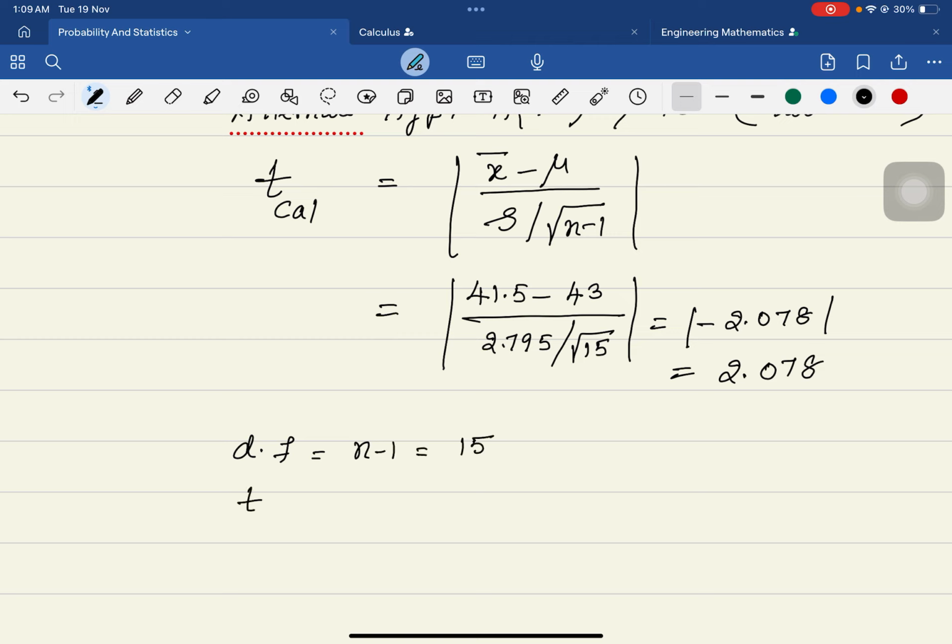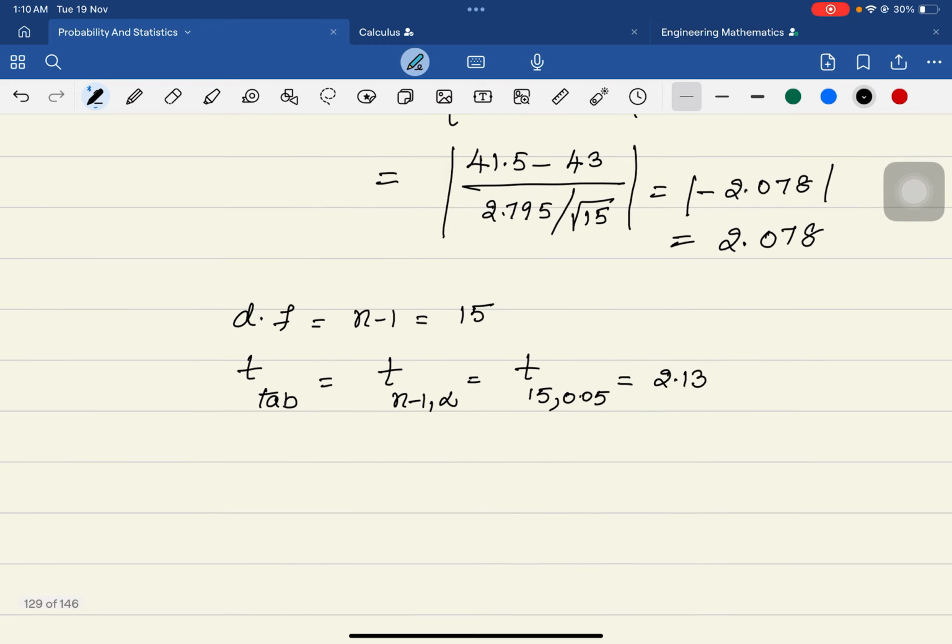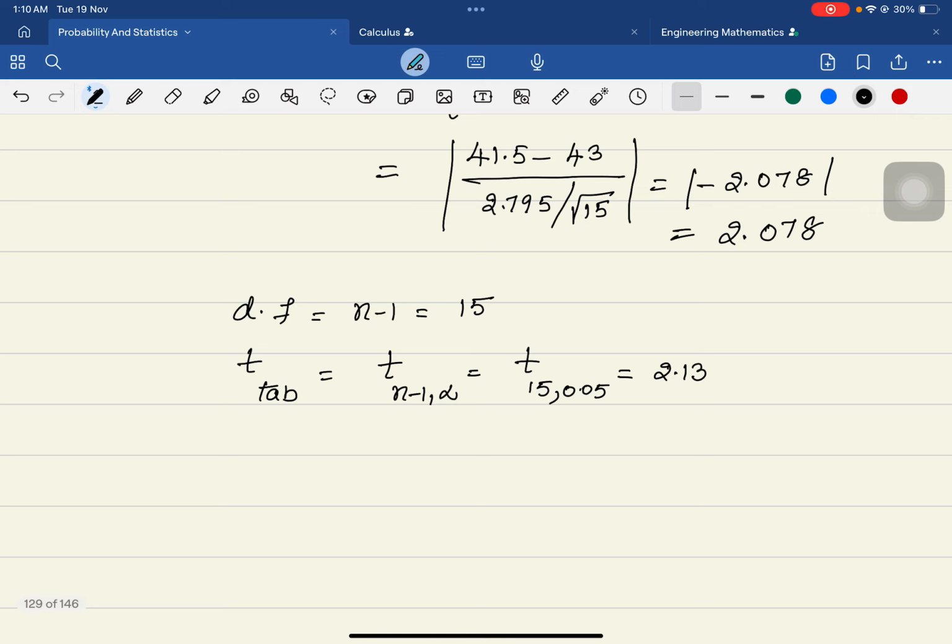So what is the T table value? The T table value is T with degrees of freedom n minus 1 comma alpha. N minus 1 comma alpha means 15 comma 0.05 level of significance. And that value we have got here is 2.13. We have done it. So next, again, it is a two-tail.